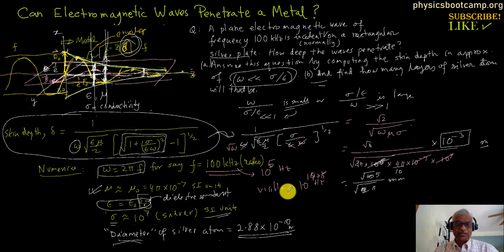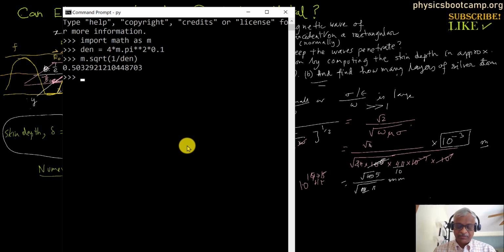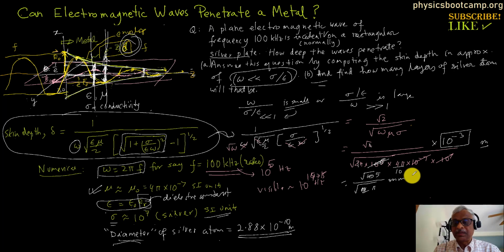Let me get this computed. So square root of 5 over 2 times pi. So this is 0.89. So this is actually 0.9 millimeter. It's not that much less than 1 millimeter, right? So it looks like it does go inside.